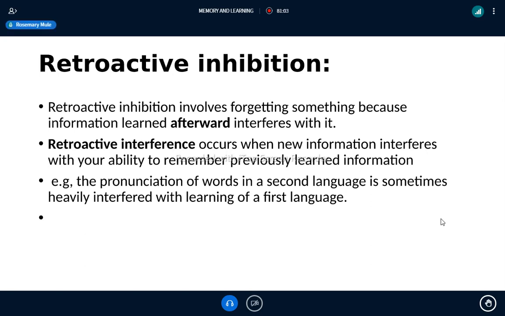Retroactive interference occurs when new information interferes with our ability to remember previously learned information. A good example is that the pronunciation of words in a second language is sometimes heavily interfered with by learning of a first language. You remember we talked about mother tongue interference?